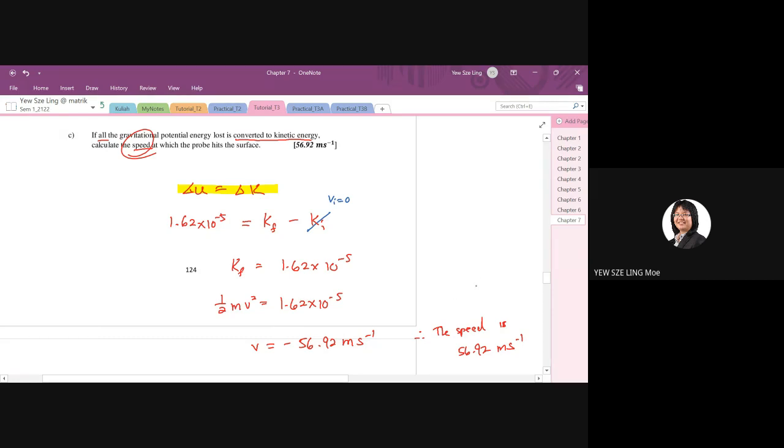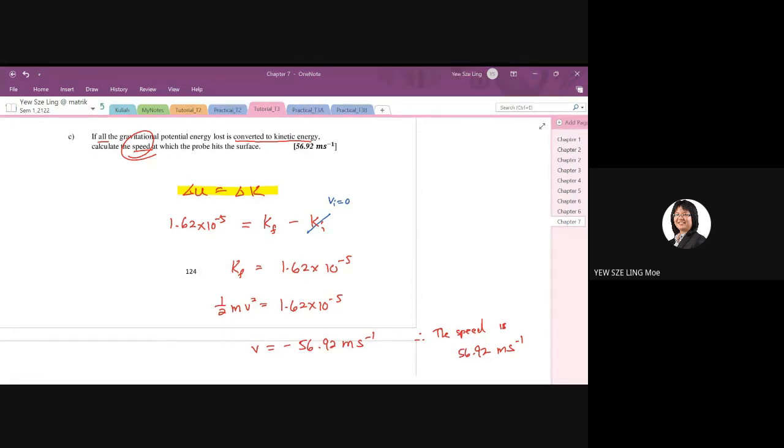All right, now I give you 2 minutes to write it down before we proceed to exercise 4. Okay, if there are any questions, you can ask. We're done with gravitational potential energy.